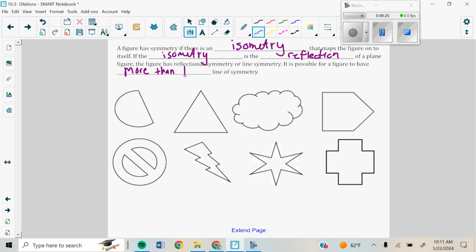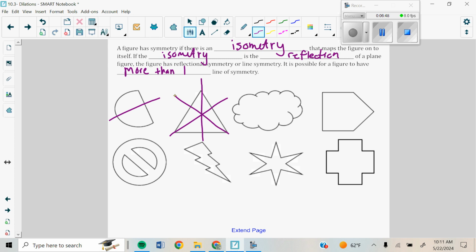So you could have something that's reflected onto itself with a line of symmetry. If we look at our first one here, we have one line of symmetry. My line might not be quite exactly right, but you could have things that have multiple. If we look at the triangle, I can fold it this way, or this way, or this way. So I have 3 lines of symmetry there.